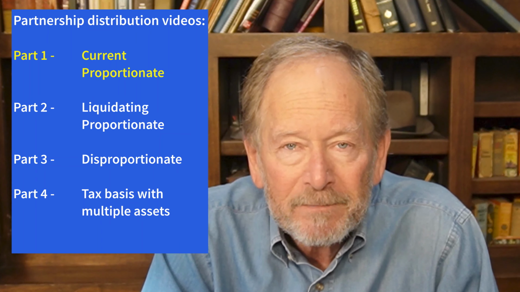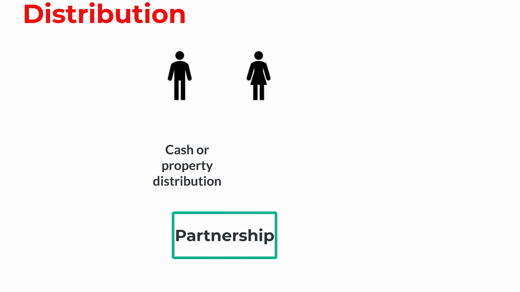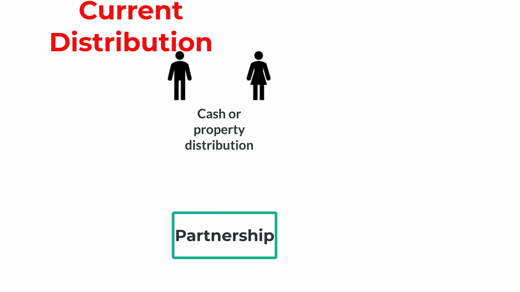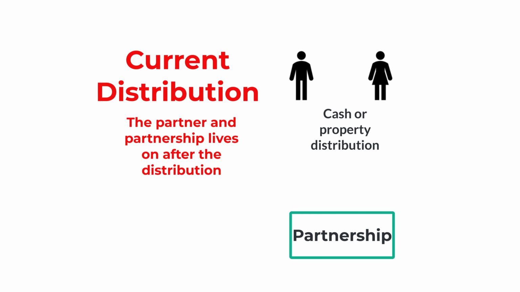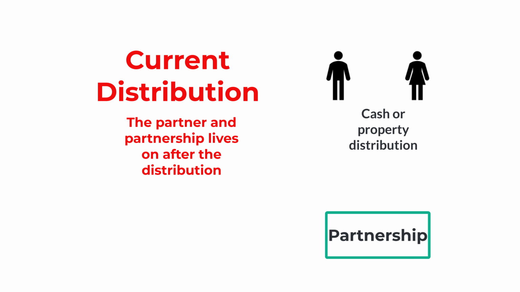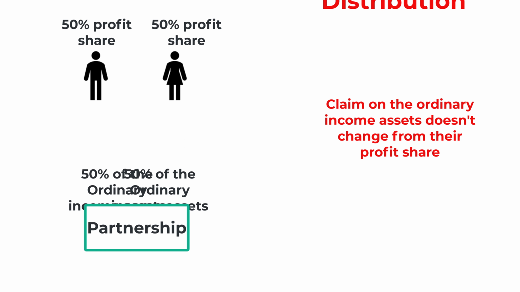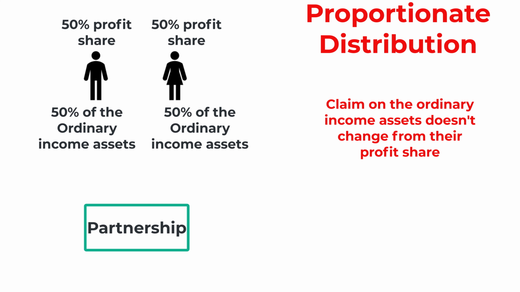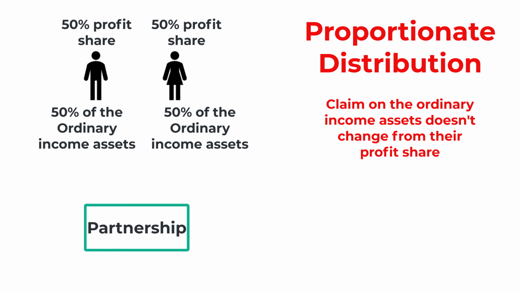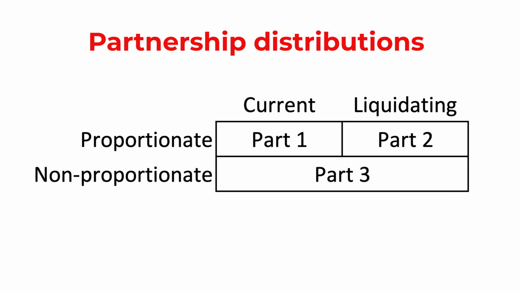Let's dive right in. A current distribution means that a partner receiving the distribution remains as a partner in an ongoing partnership or LLC. A proportionate distribution means that the distribution does not change any partner's ultimate share of ordinary income in the assets. It is the simplest but most common form of distribution. This video is focused on this box, current proportionate distributions.